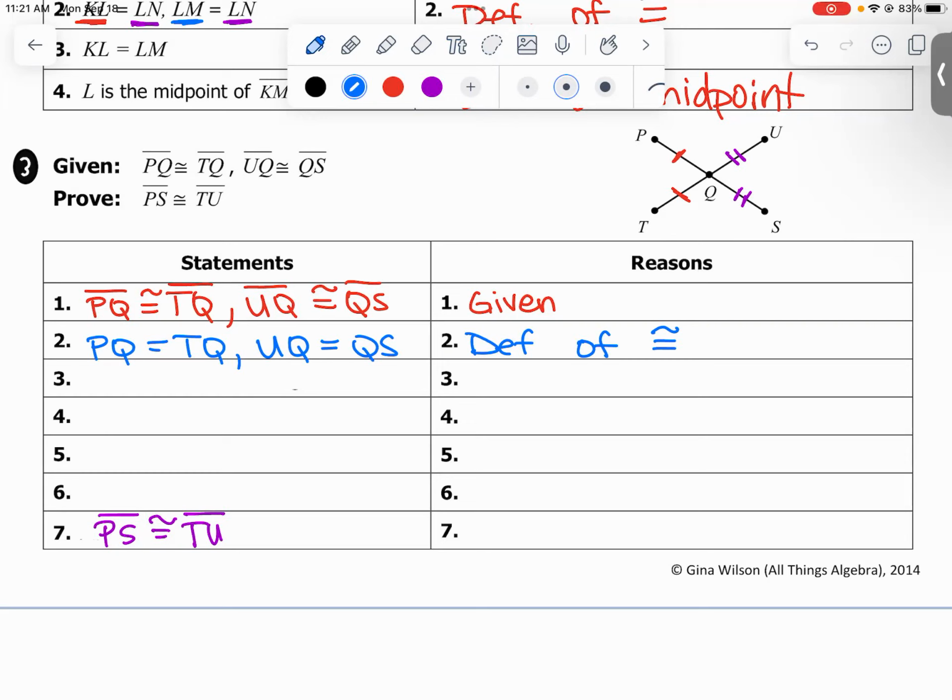Now Nora, you said the segment addition postulate would be good, right? So let's do the segment addition postulate. We know that PQ plus QS equals PS, and we know that TQ plus QU equals TU.